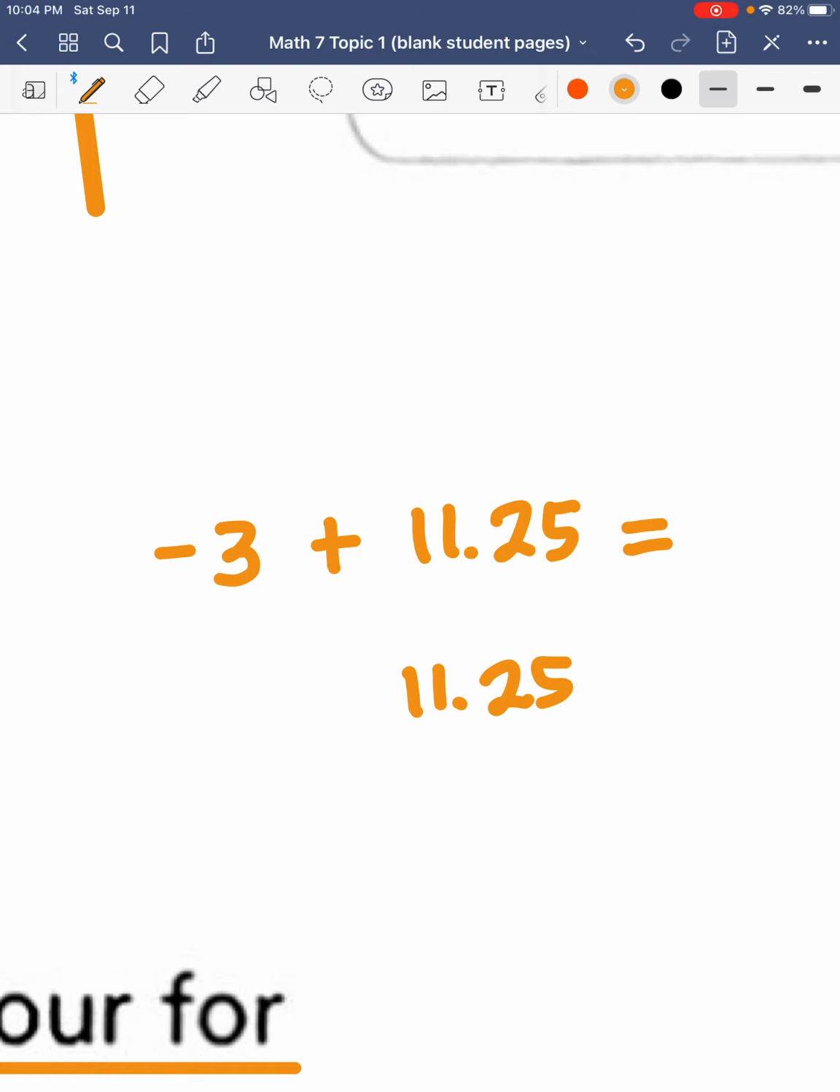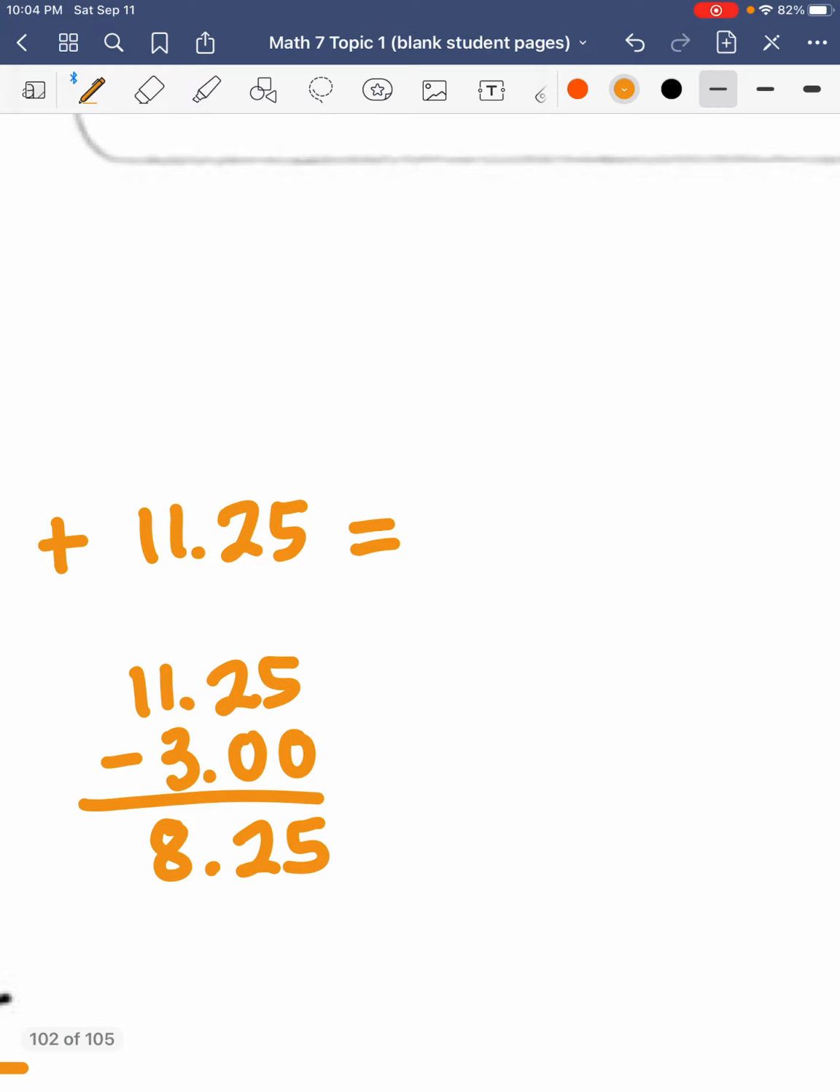So 11.25 I'm going to stack on top, and then 3, I'm going to put underneath that. But remember, I need to write it like this because we have to line up our decimals. So 5 minus 0 is 5. 2 minus 0 is 2. Bring down your decimal. 11 minus 3 is 8.